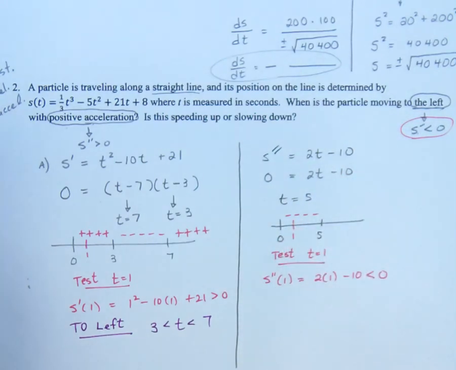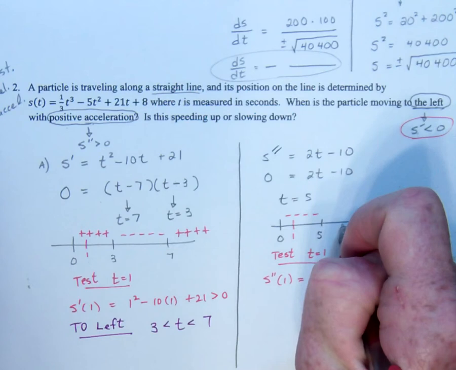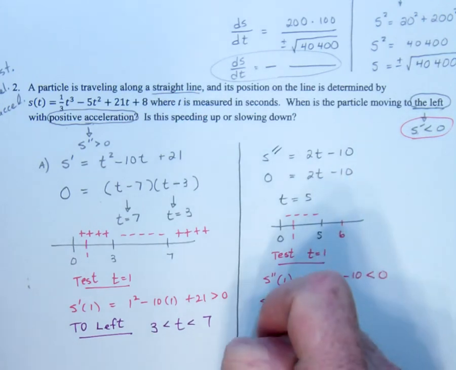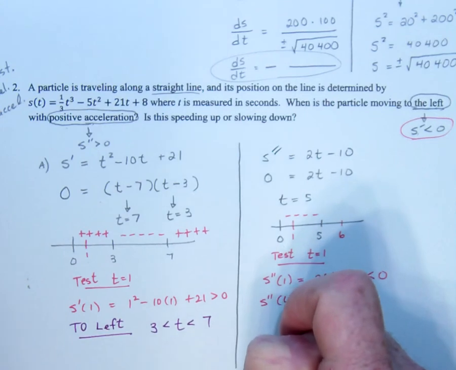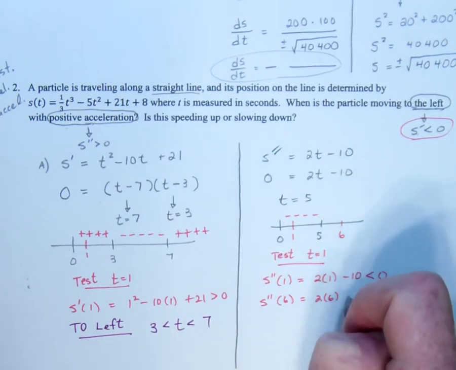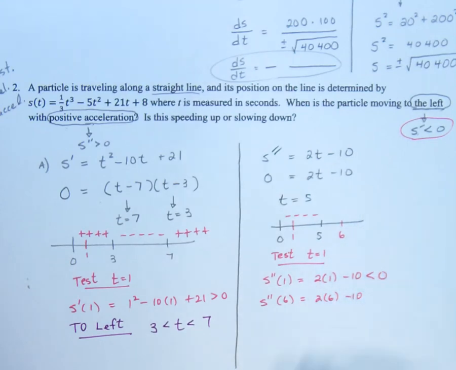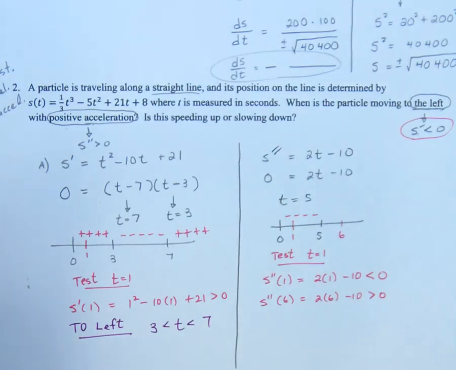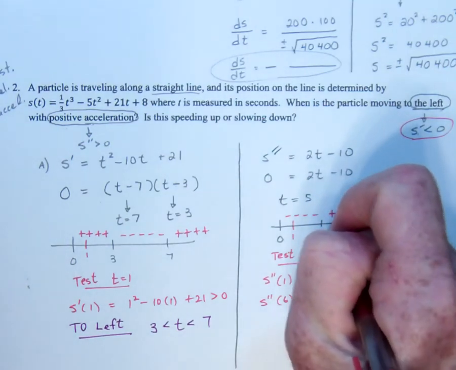Then at 5, it's going to change. So you pick a number over here like 6. The second derivative at 6 is going to be 2 times 6 minus 10, which will be 12 minus 10 is a positive 2. The 2, I don't really care about, but it's a positive 2. So all over here, it's positive.